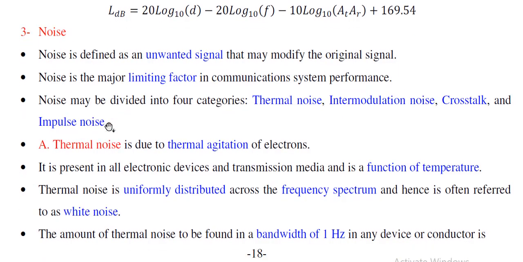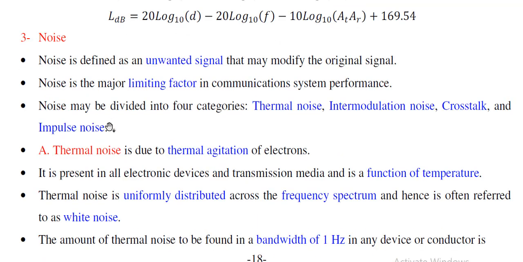Next type is noise. Noise, by definition, is any signal that affects our original signal. When moving from one place to another, of course, we don't expect that everything is fine, which means that we're going to get a collision with other signals that come from other antennas and so forth.